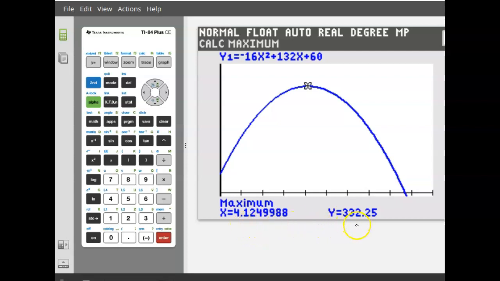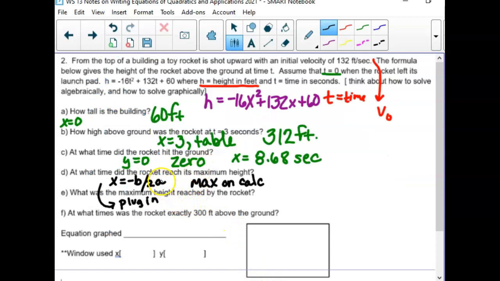Okay. So which answer is it looking for in the first blank? The y, because it wants the height first. Is that what it asks first? This would be the height, and this would be the what? Time. Okay. So, I got D as what time? Yes? So D is actually 4.12 seconds, and then E is the height, which is, was it 312?